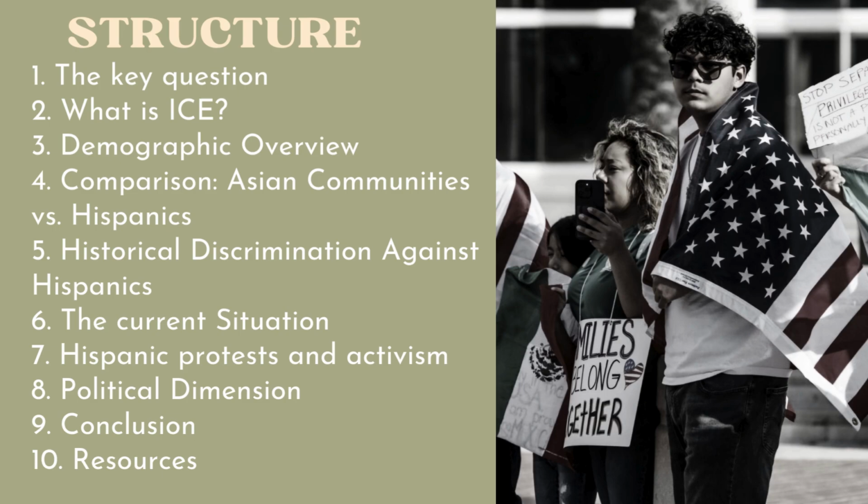Now to the structure. First, we will present the key question. Secondly, we will answer what ICE is, then show the demographic overview, and then do a comparison about Asian and Hispanic communities. For point 5, we will tell you about the history of discrimination against Hispanics, and then tell you what the current situation is like and what kind of resistances there are. Then the political dimension, and lastly, we will answer our key question. And on the last slide are our resources.